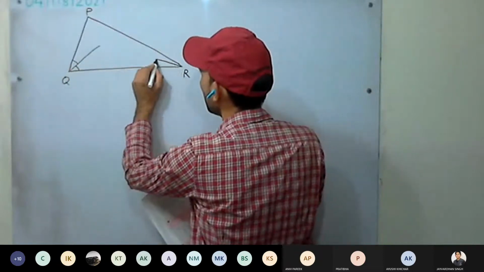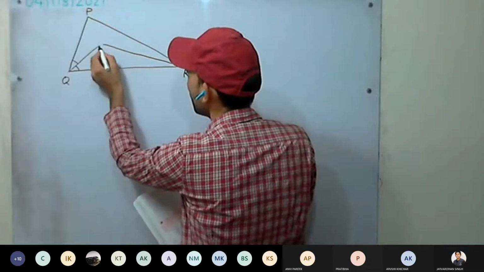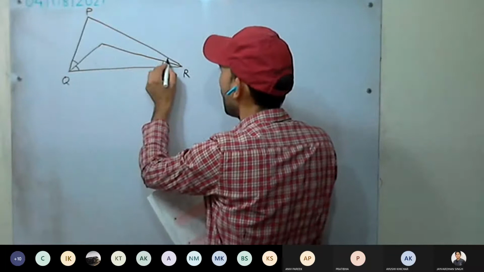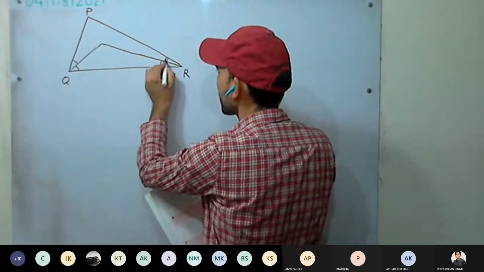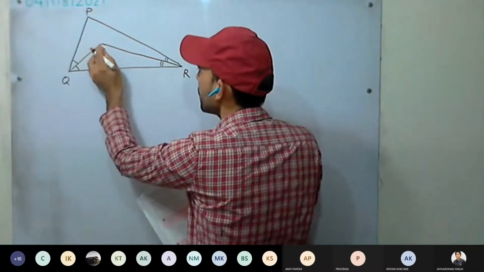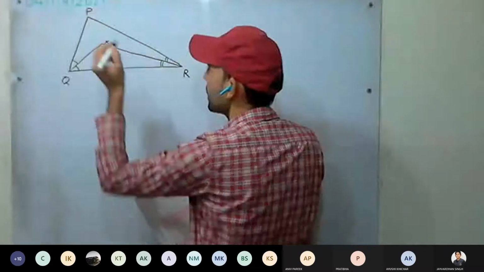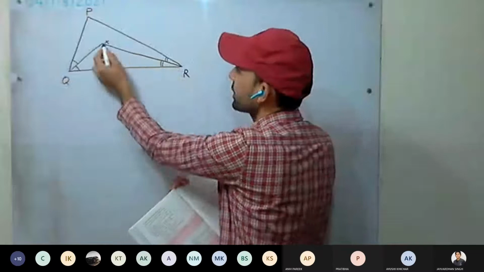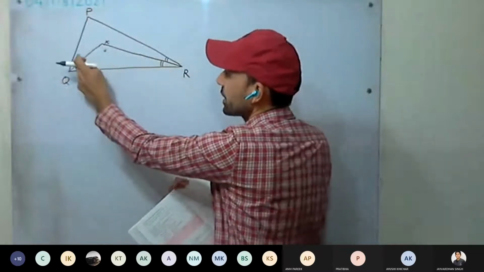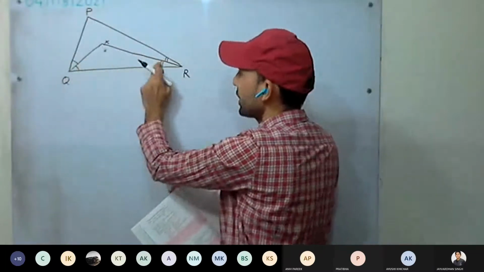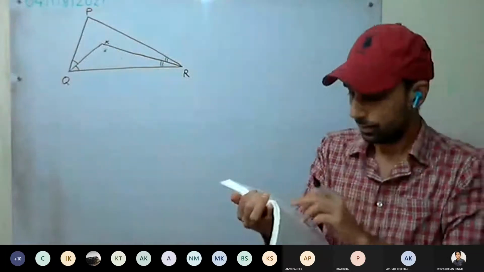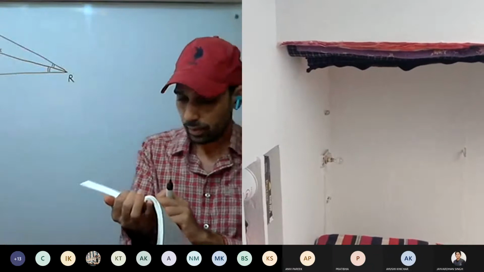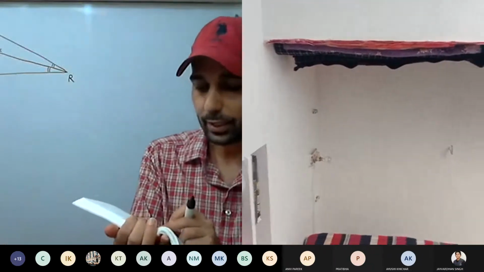Similarly, RX bisects this angle. X I put here. So QX is bisecting angle Q and RX is bisecting angle R. It means these two angles are equal and these two angles are equal. Is this clear? Angle bisectors of angles Q and R respectively of the triangle PQR.